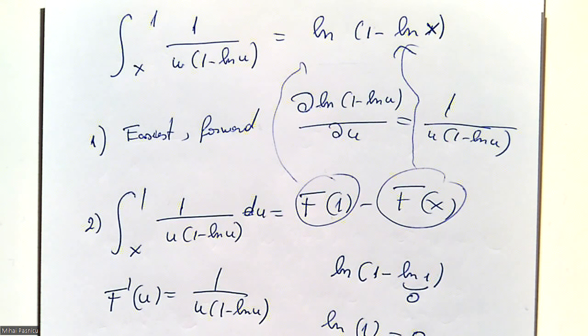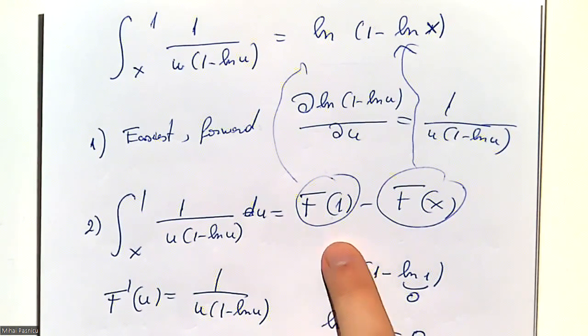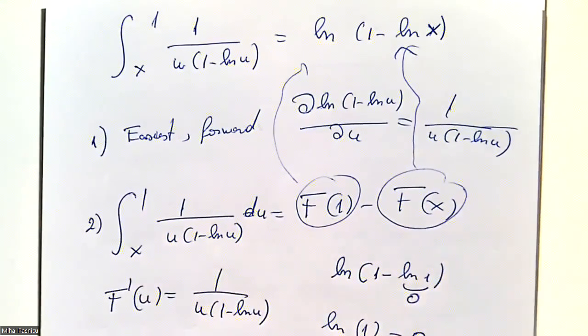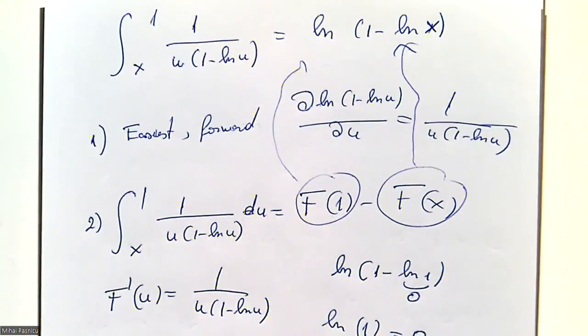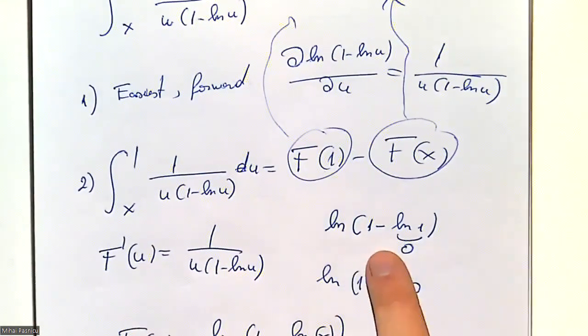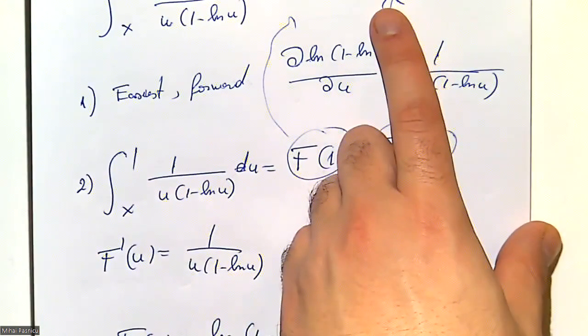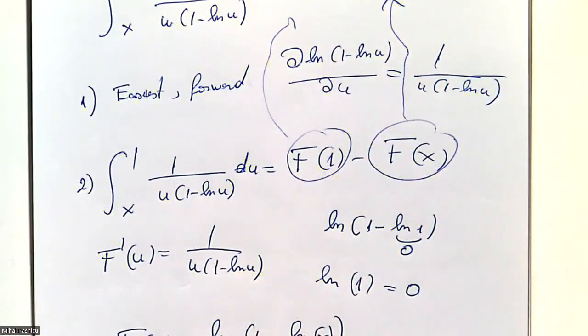If you're lazier like I am, you have this idea in your head that the definite integral by definition is equal to f of 1 minus f of x, where f is the antiderivative. So I'm just thinking, what if this is just x, and I plug in 1 and I see it works out. But yeah. Any questions on this one in particular? Any other question?